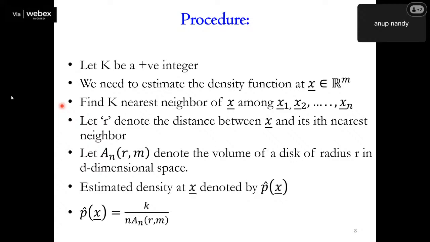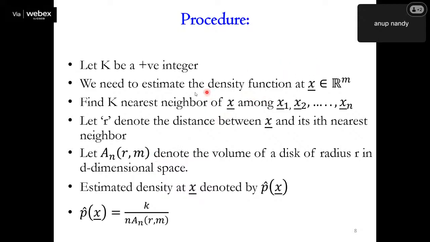So you need to find the k nearest neighbor of x among x1, x2, up to xn. Let r denote the distance between x and its nearest neighbor. Because it is multi-dimensional data, you are calculating these distances between x and its nearest neighbor, and you calculate these distances for all the multi-dimensional data points which are given.